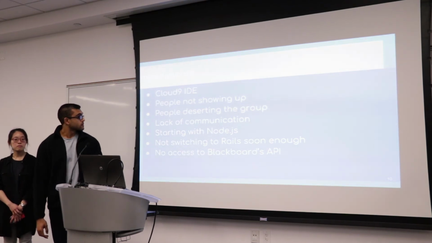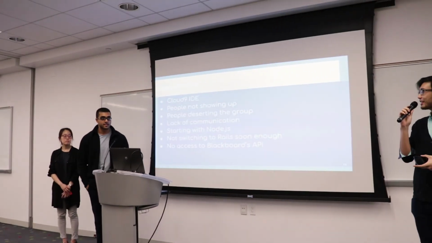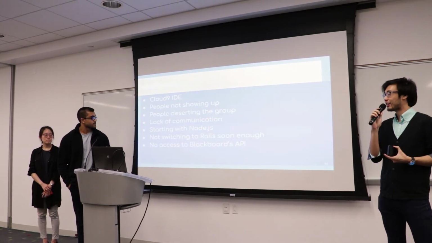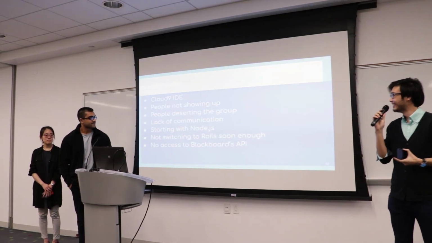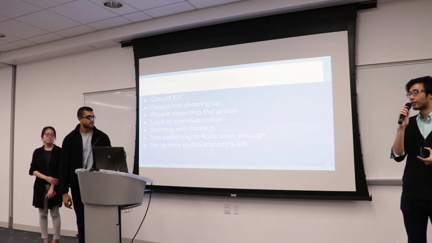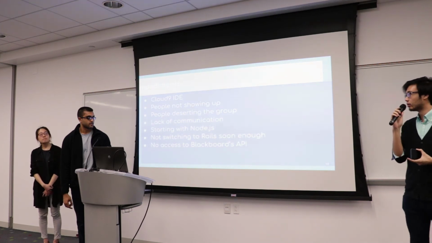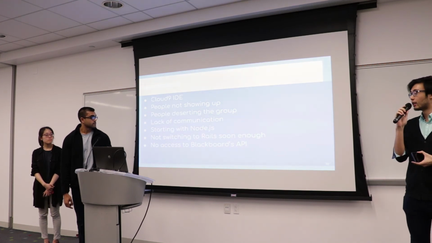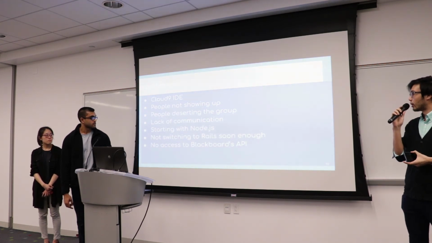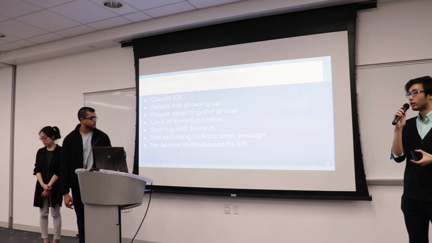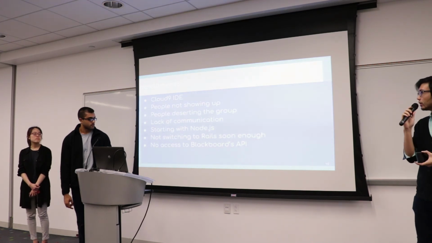All right. So our impediments: Isuru over there would not stop using Cloud9 IDE, and that thing is super slow because it's such a large application. So that honestly wasted a lot of time, thanks to Isuru. We also had issues with people not showing up, people leaving the group. There was also a lack of communication in the beginning because we're not used to using Slack, so we moved on to Facebook Messenger. We also made the mistake of starting with Node, which our backend didn't really know how to use. Once we switched to Rails, we finished the app in 2 days, and if we had done that earlier, we would have had more time to add more features.